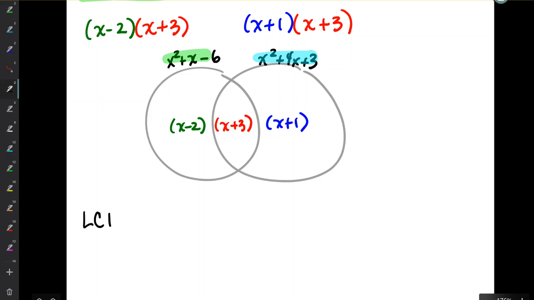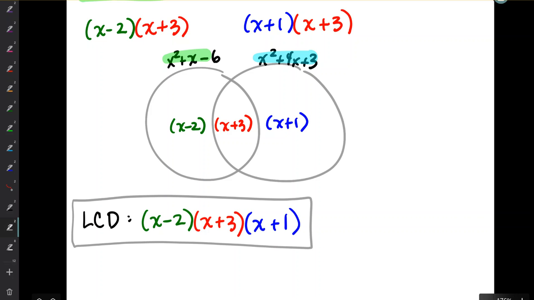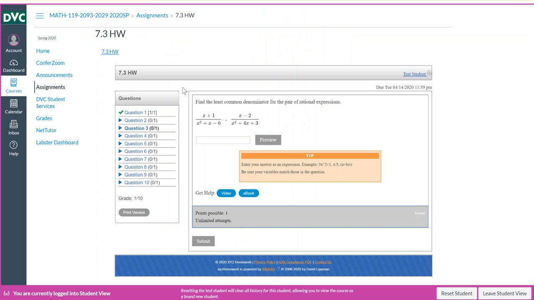So my LCD, and it's fine to leave this in factored form. You could multiply it out, but it's less useful. Here is my answer, and I'm going to go ahead and just put it into my computer in factored form. Let's go ahead and do that. Coming into my answer field, I'm just going to insert parentheses. X minus 2, close those parentheses. X plus 3, close those parentheses. And x plus 1, close those parentheses.